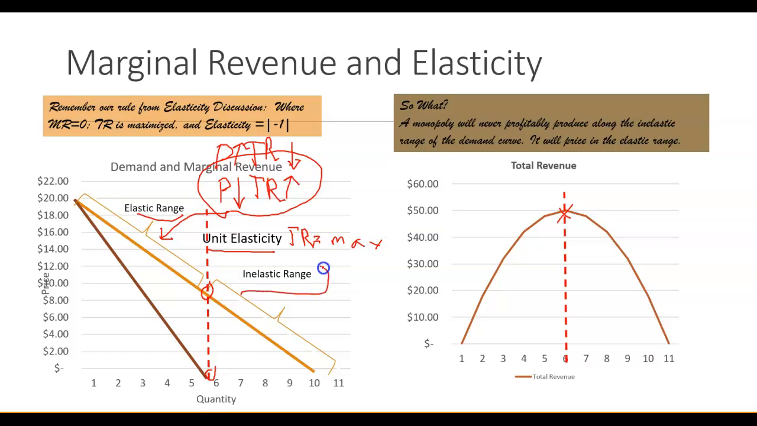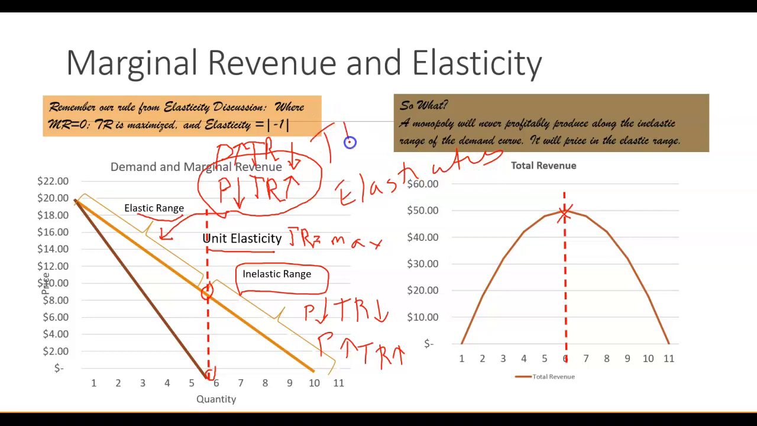In the inelastic range of your demand curve, if price goes down, total revenue goes down. If price goes up, total revenue goes up. Okay. So these rules that we learned in chapter 6, on elasticities, become relevant here. We're looking at the total revenue rule.